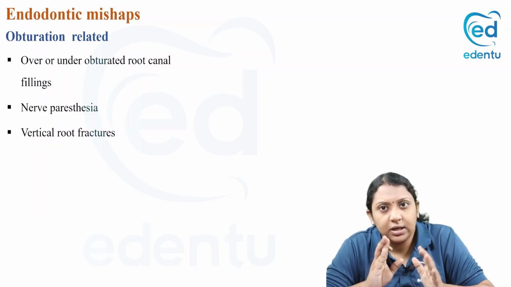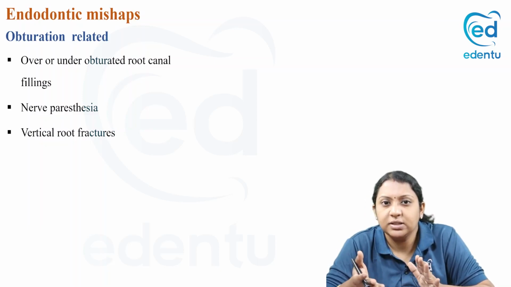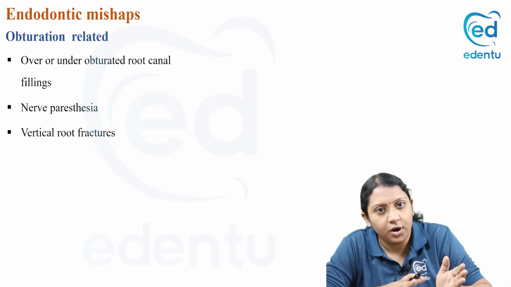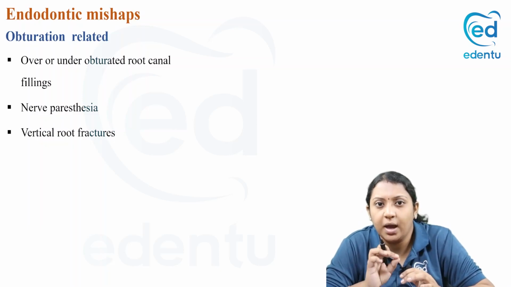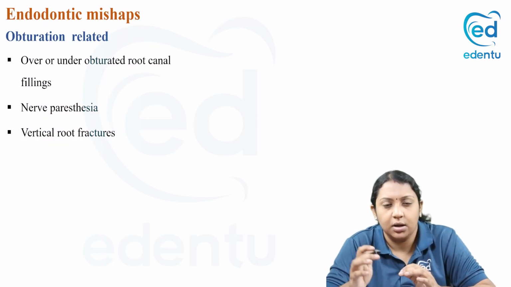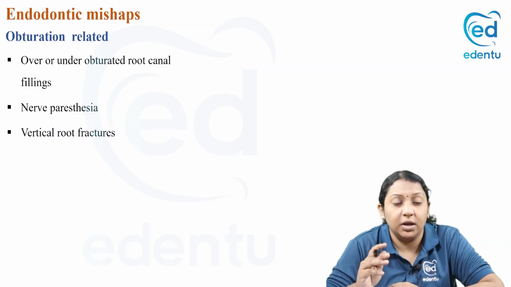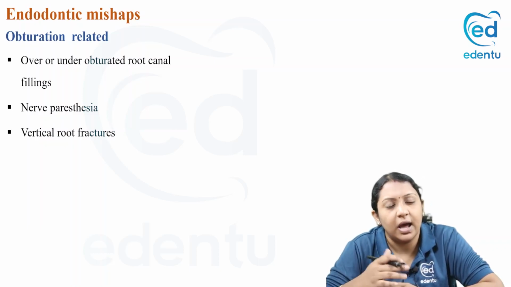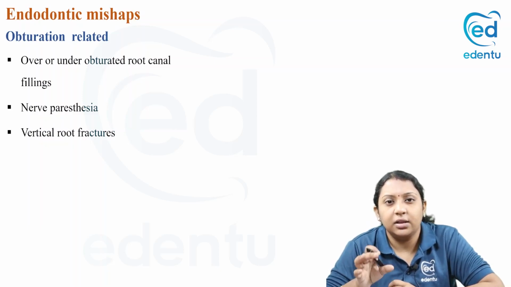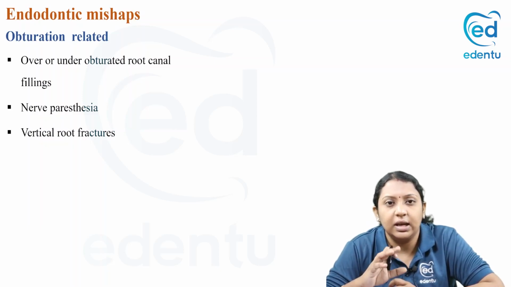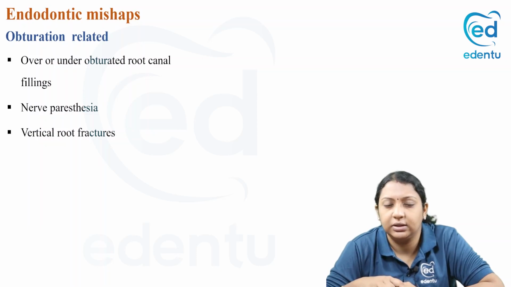Then, if it is a case of under obturation, the proper seal is lost. Even for over obturation, the proper tug back or the proper seal is not created. So, there can be an ingress of bacteria through the apical foramen in both the cases, in both over and under obturation. So see that the working length is correct, and there is no loss of working length anywhere.